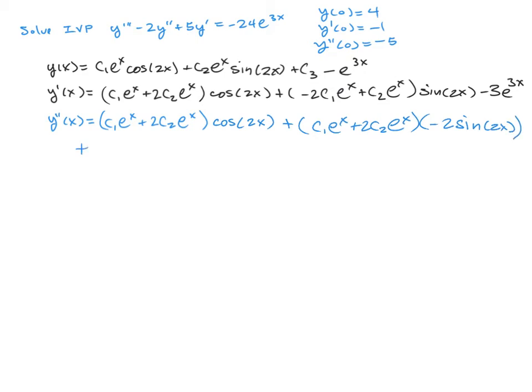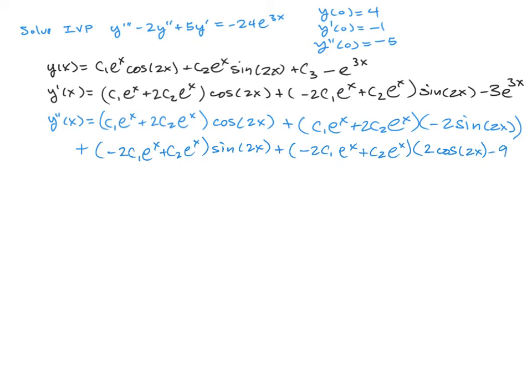For the second term, the derivative of the first is going to be exactly the same. So -2 c1 e to the x plus c2 e to the x times the second, plus the first, -2 c1 e to the x plus c2 e to the x, times the derivative of the second, 2 cosine of 2x. And then finally, the derivative of that lonely little term back there is going to be minus 9 e to the 3x.